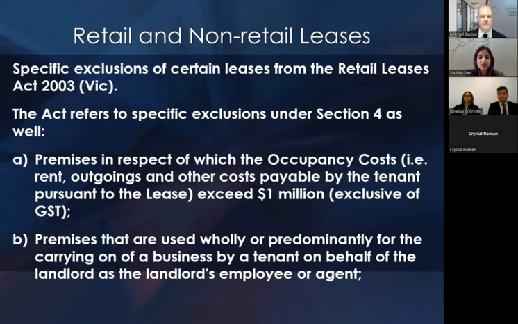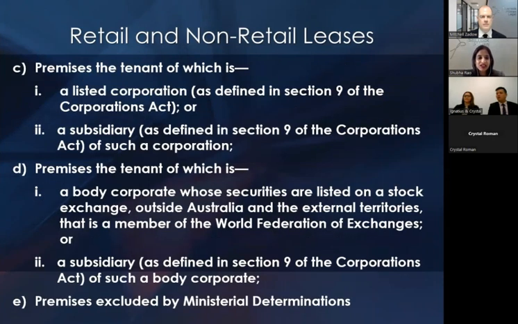All right, so the same section of the Retail Leases Act also refers to particular exclusions. One of the first exclusions is where the occupancy costs, being the total rent, outgoings, and other costs payable by the tenant under the lease, exceed $1 million, exclusive of GST. Premises that are used wholly or predominantly for the carrying on of a business by a tenant on behalf of the landlord as the landlord's employee or agent are also excluded. Next slide, Mitch.